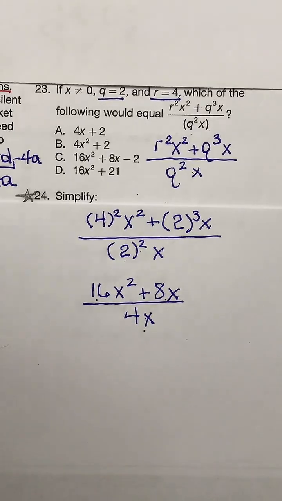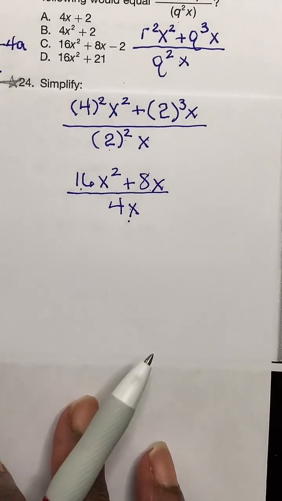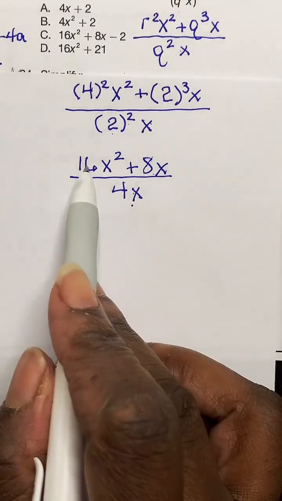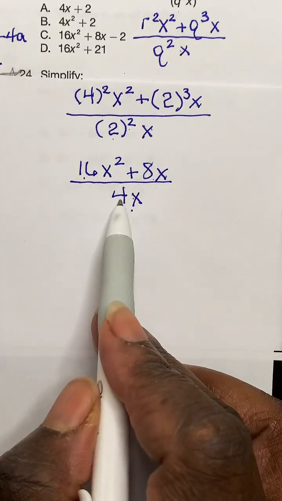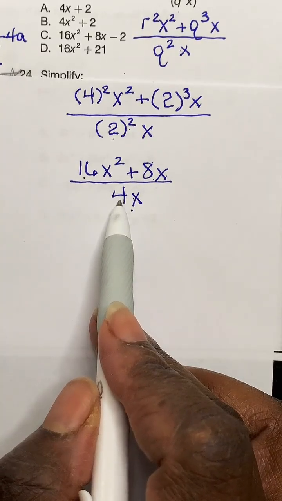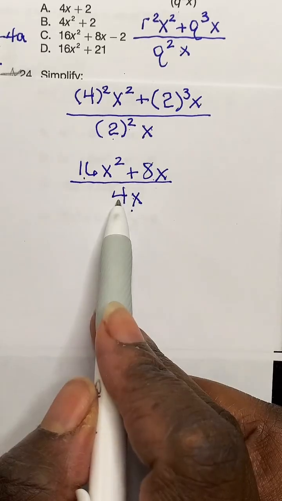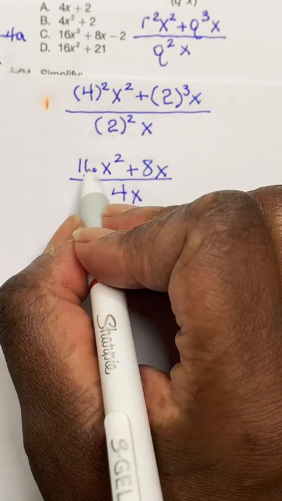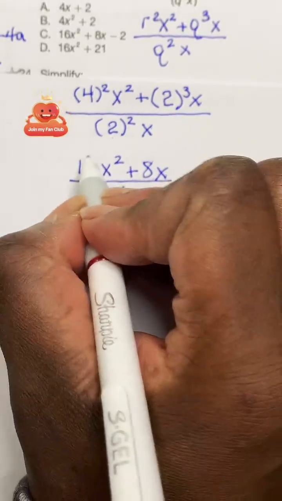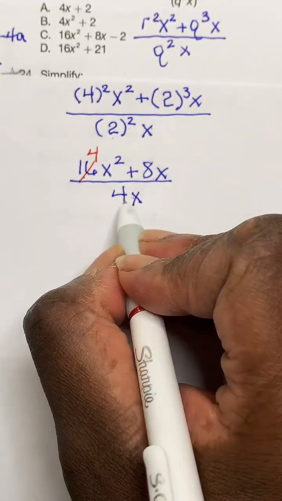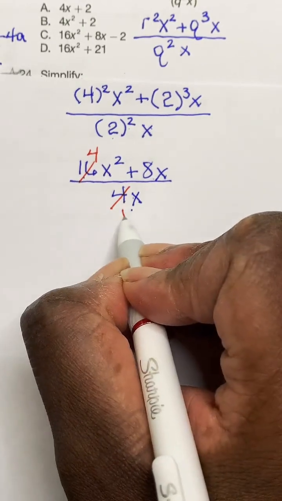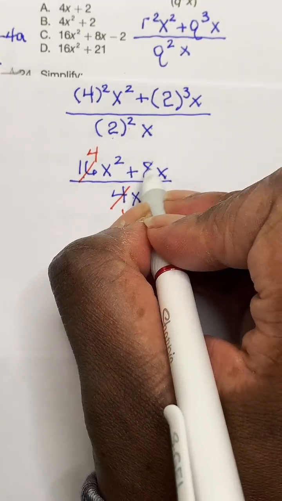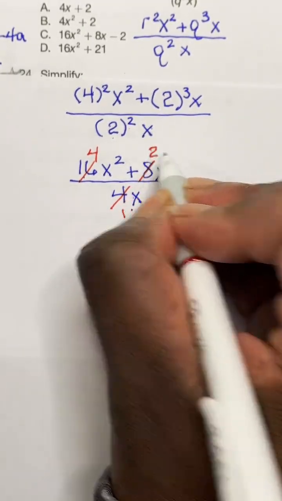So in order for me to do that, let's see what they all have in common. Well, 16, 8, and 4, the lowest number that they all have in common is a 2, but the best one would be a 4. Because if I do 16 divided by 4, that gives me 4. If I do 4 divided by 4, that gives me a 1. And if I do 8 divided by 4, that gives me 2.